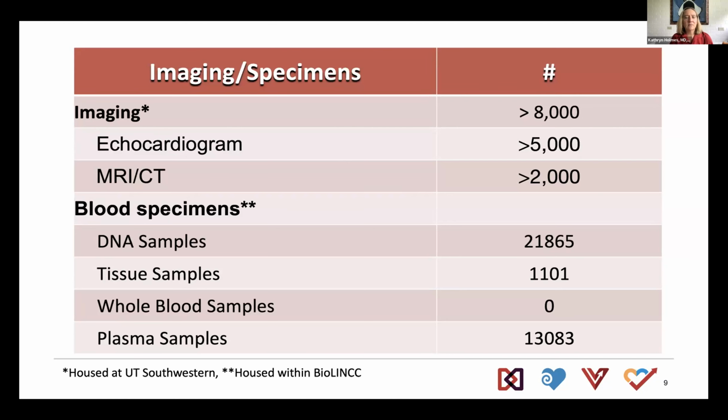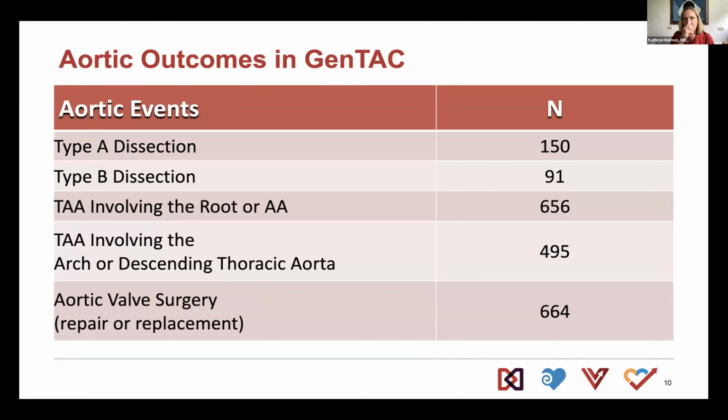Cheryl will talk a little bit more about blood and tissue that's there versus ones that were initially collected, because obviously this is a static slide. And once those resources are used, the numbers are a little bit different. And I have 2 asterisks. One is that the imaging data is now housed at UT Southwestern, I believe. And the blood specimens are still at BioLINCC. There may be more than one place to go.